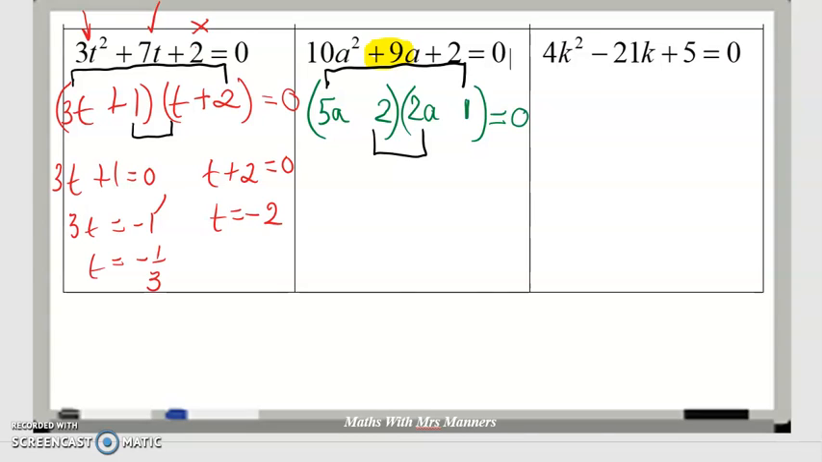So if I multiply the outsides, I get 5a times 1. And if I multiply the 2a by the 2, I get a positive 4a. And that does, in fact, give me 9a. So I want this to be positive. I want that to be positive. So I get 5a plus 4a, which equals the 9a. And so now I know that I factorized correctly.